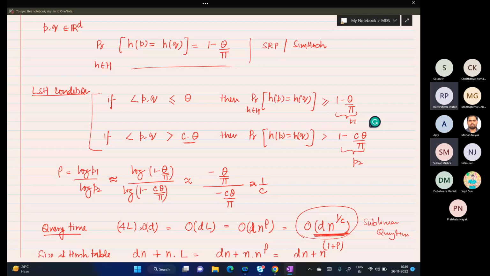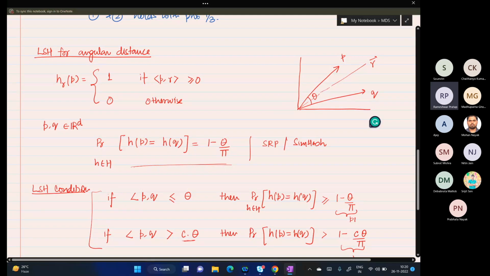Yes, sir. Okay, and one more thing, it will be good if you can explain SimHash, exactly how we are getting theta by pi. Meaning I understand intuitively, but if you can just throw some light on that. Okay.